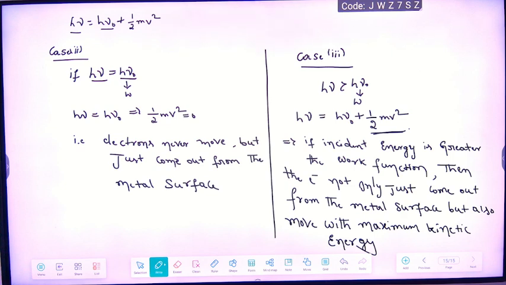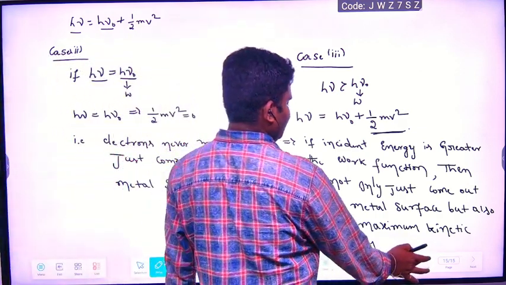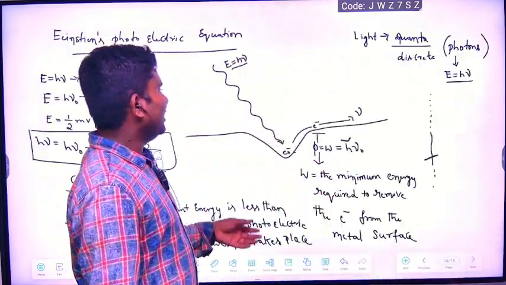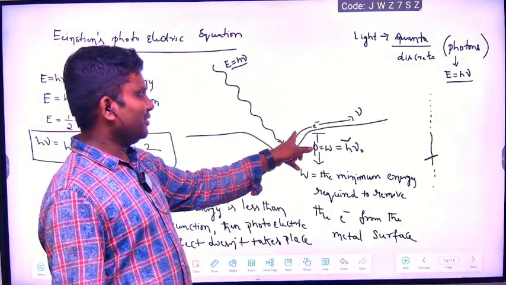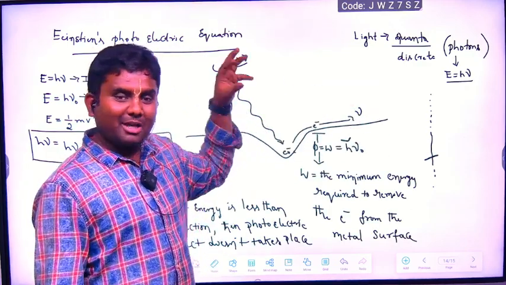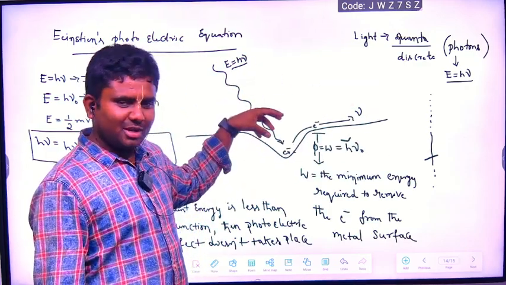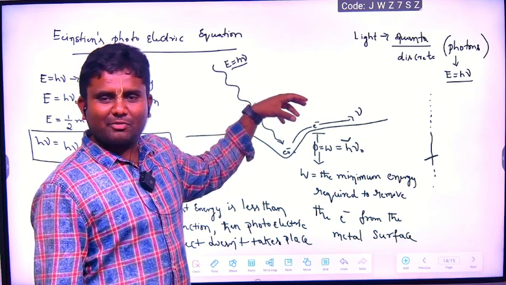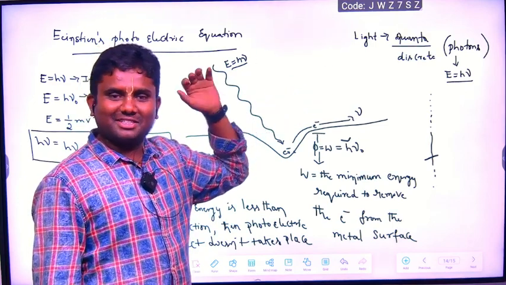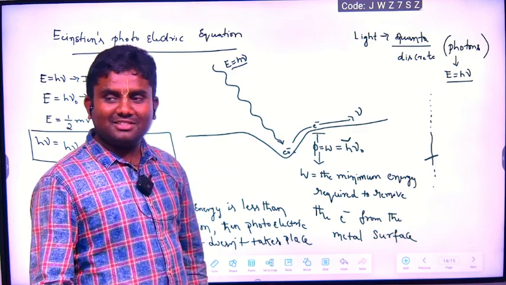So what did you finally understand? If the energy is greater than the work function, what will happen? It will move with maximum velocity. Part of the energy it will use to come out from the metal surface, and the remaining part it will use to move with maximum kinetic energy. That's Einstein's explanation.